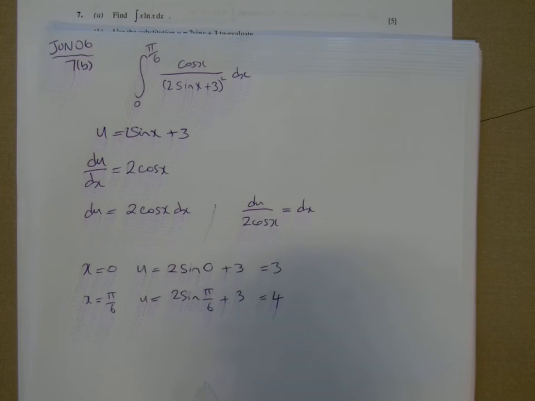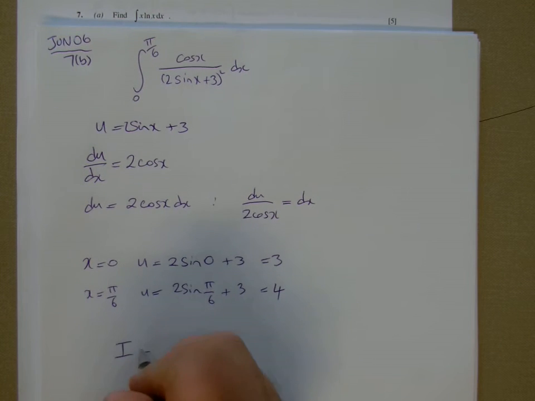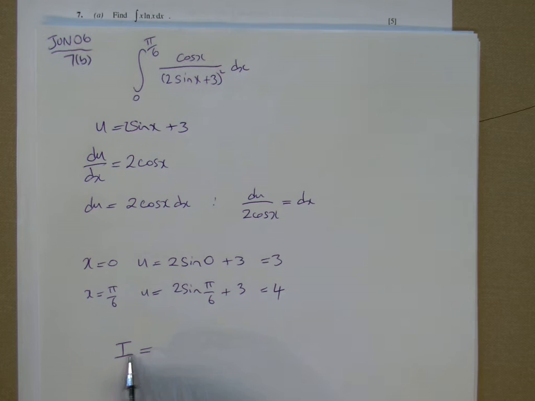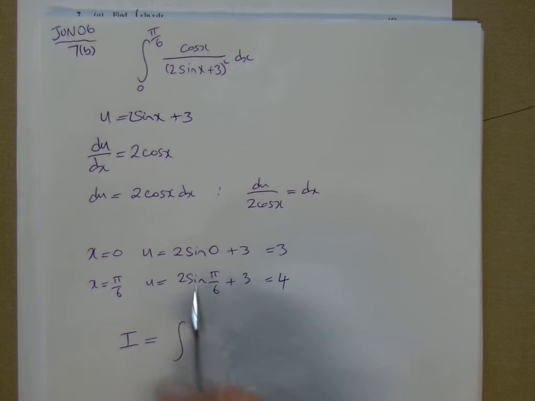So when it comes to the integral, I call it I. I'm not going to rewrite all that out again, so I'll just put I for integral. My new limits: 0 maps to 3. Always make sure the ones you change correspond, so that 3 does correspond to the 0, and the 4 corresponds to pi over 6.